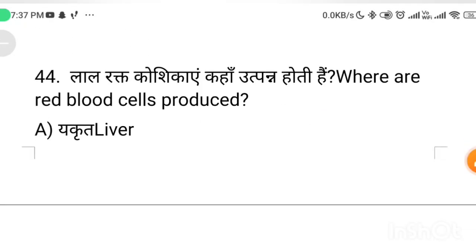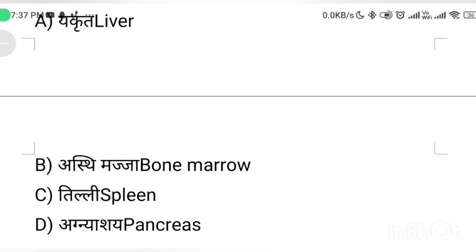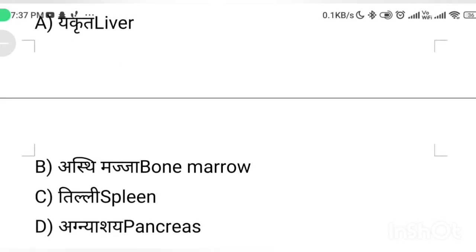Next question. Where are red blood cells produced? Option A, liver. Option B, bone marrow. Option C, spleen. Option D, pancreas. Correct answer is option B, bone marrow.